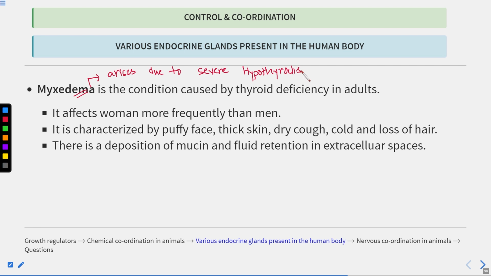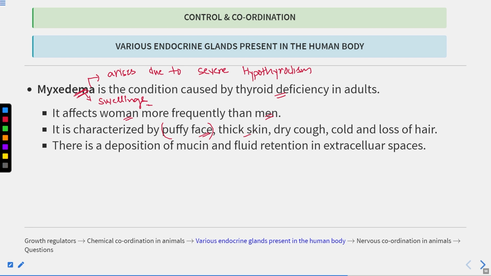In myxedema, what happens? So edema means swelling, and swelling occurs due to the accumulation of substances. Now myxedema is the condition caused by thyroid deficiency in adults. It affects women more frequently than men, and it is characterized by a puffy face. So there is a swelling.